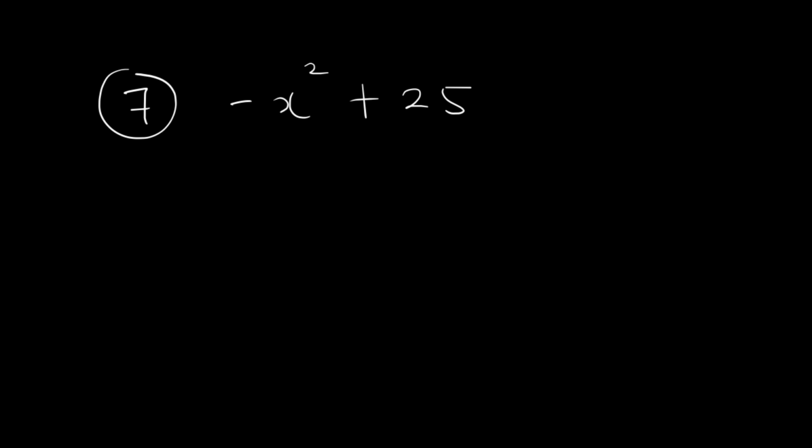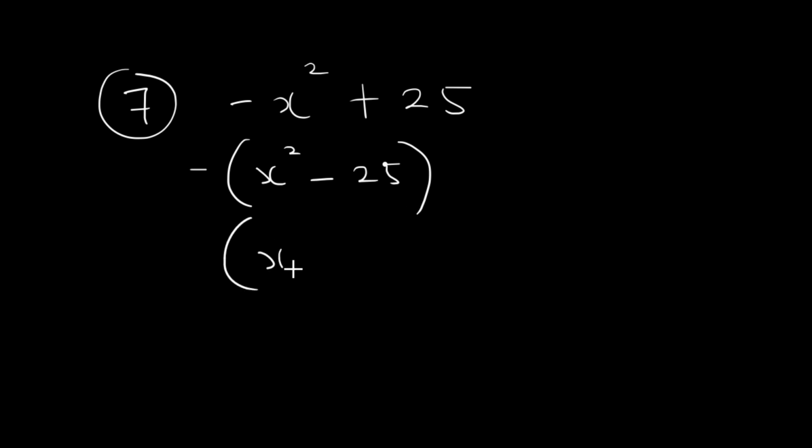Our last problem for today, we have negative x squared plus 25. So what we'll do, we'll factor out the negative sign. So we'll have minus. So every other sign will change. So here, if we factor out the negative, this x squared becomes positive and 25 becomes negative as a result of the negative sign. So this is now what we have.